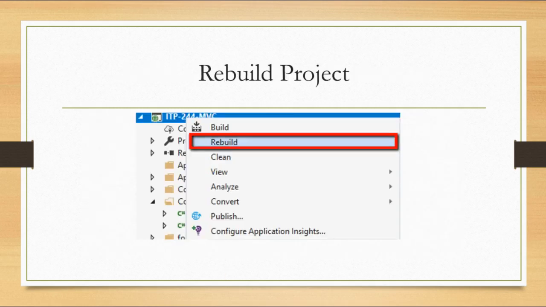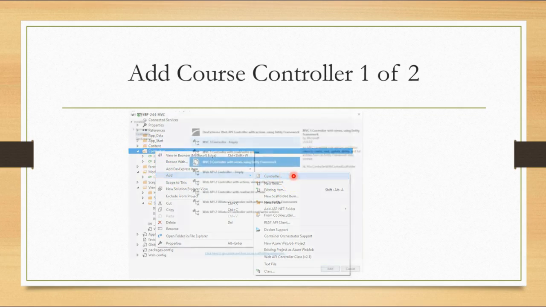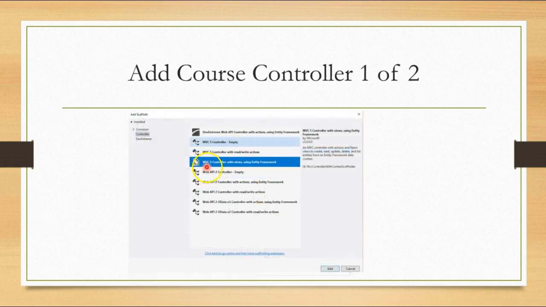And let's do a quick rebuild of the project. We right-click on the project and click Rebuild. This is actually necessary for some of the controllers to work. So do that. And then we will add a course controller to our project. So we'll right-click on Controller. We'll click Add Controller. What kind? This time we're going to select MVC 5 Controller with views using Entity Framework. Select that and click Add.